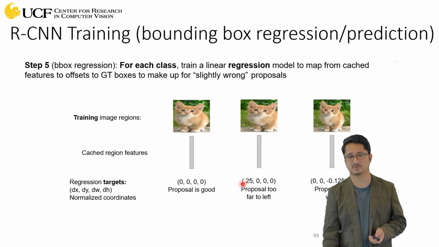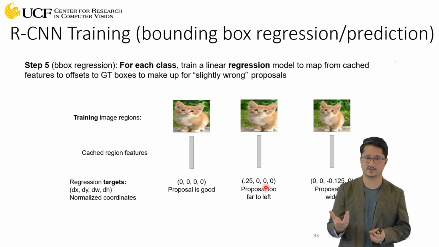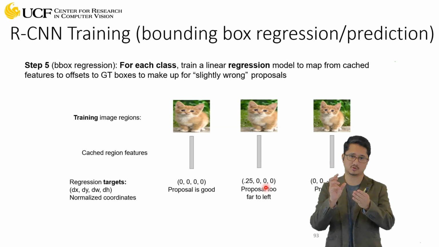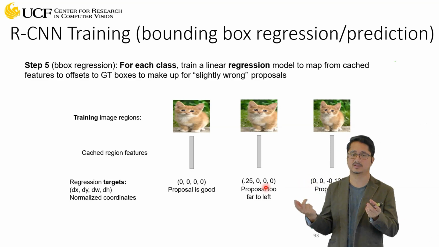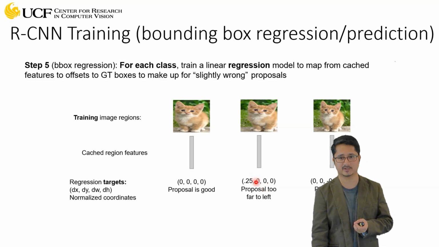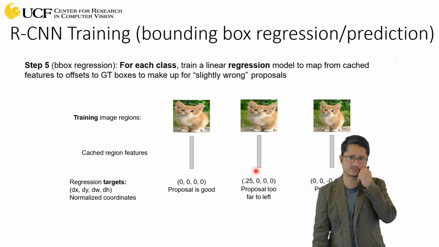And again, this adjustment is up to you, like what you want to predict. Because you have the bounding box for the proposal and the bounding box for the ground truth, it's up to you how you want to align them. And this is just one way.